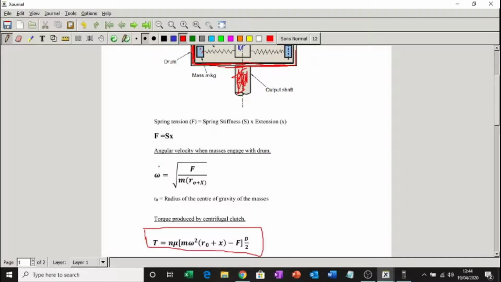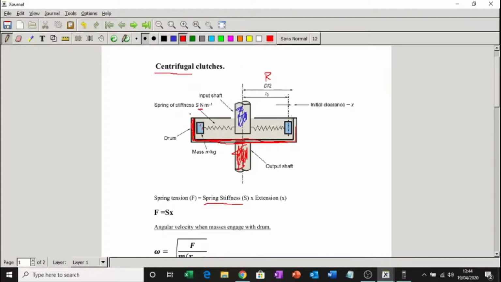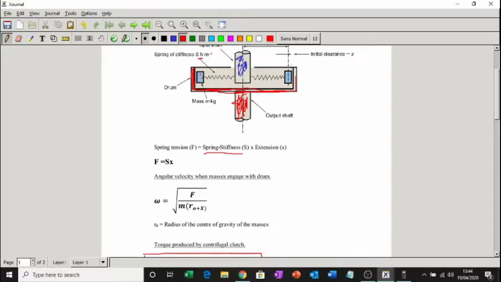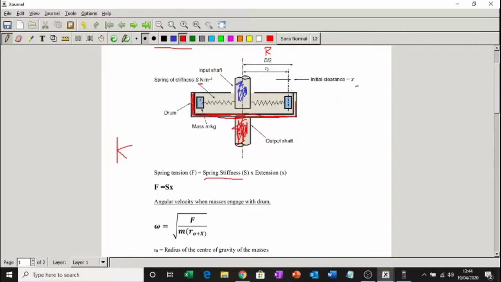So we can work out the spring tension, which is going to be S times X. Now S is just the spring stiffness, which will be given to you. Sometimes the spring stiffness is K. I think in my notes I put down K or S, but it's just how stiff the spring is, times the extension, which is just this X here.